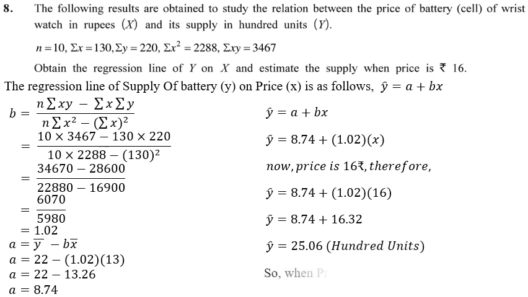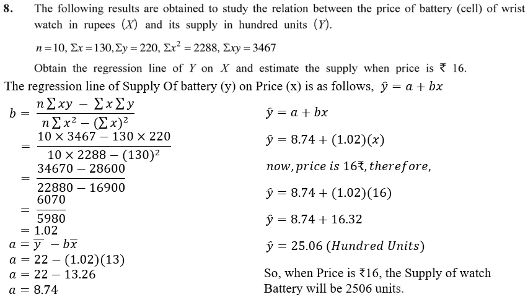That means when the price of the wristwatch is set at 16 rupees per unit, the supply is going to be 2506 units. That is, you have to multiply 25.06 with 100 to get the exact answer, that is 2506 units.